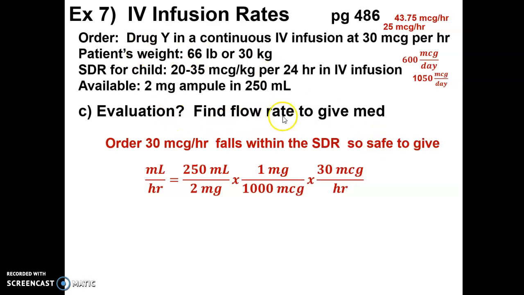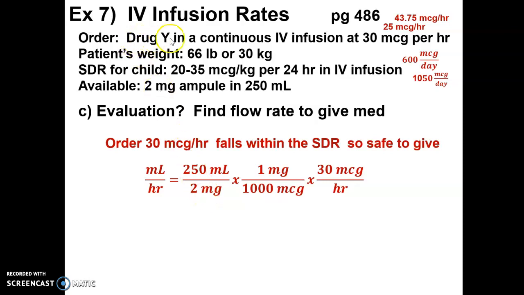Now, we also need to find the flow rate that we need in order to give this medication. So flow rate goes back to milliliter per hour, as long as you're not given anything about a gravity feed. So milliliter per hour is what we're looking for here. We're going to have to go hunt down some milliliters. The available tells us that 250 milliliters contains 2 milligrams of this medication. So be sure and stack milliliters on top because that is our desired answer. 250 milliliters is going to put 2 milligrams at the bottom.